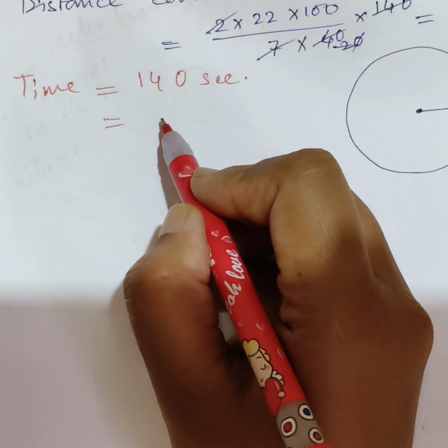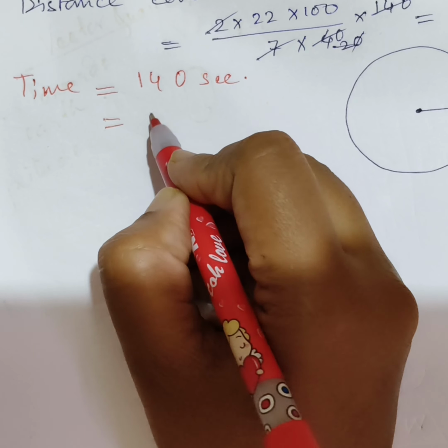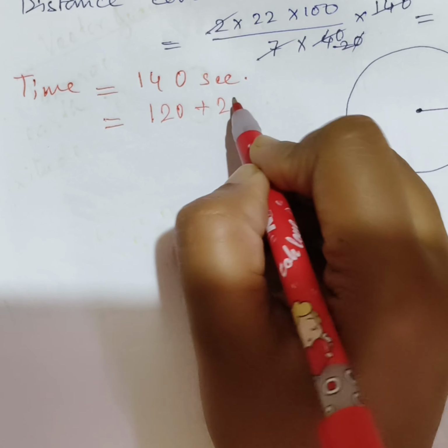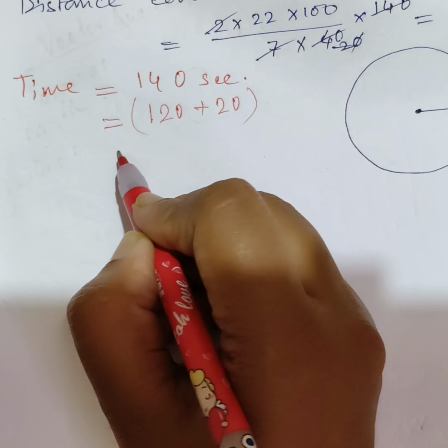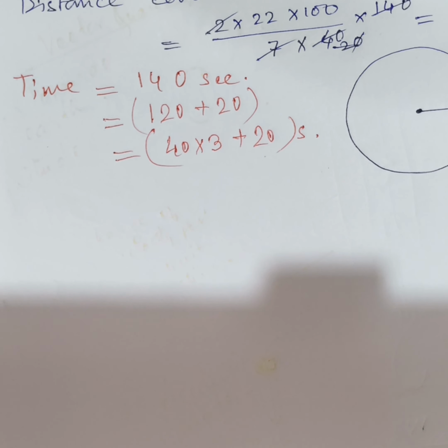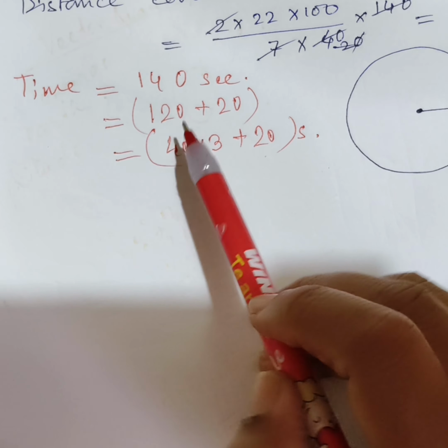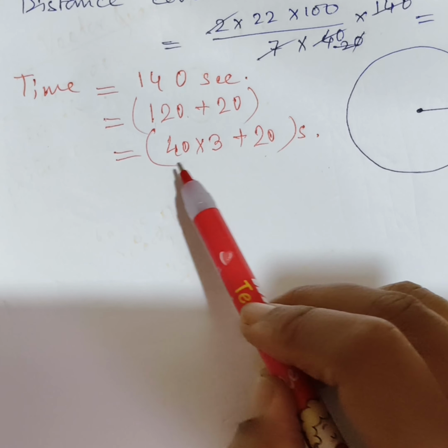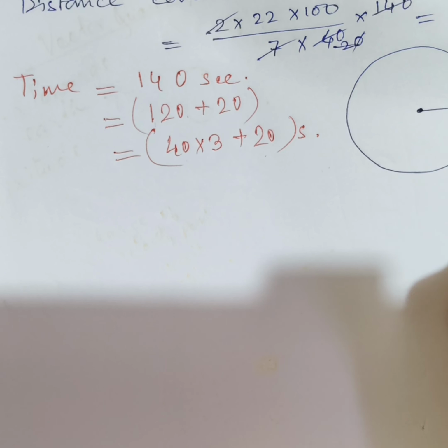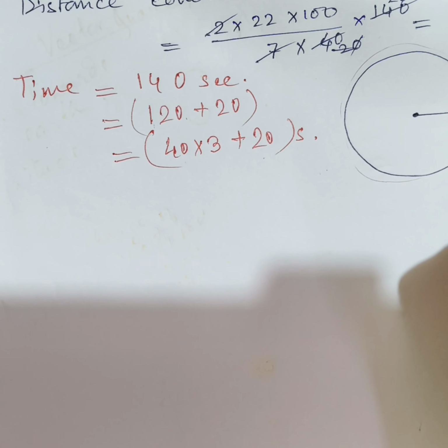If you want to find it out, this 140 seconds you can break up like this. It is actually 120 plus 20. So can I write 120 as 40 into 3 plus 20 seconds? See, you can do it. Why have I written it as 40 into 3? I find 120 is a multiple of 40, and 40 seconds was the time taken to have a complete round.